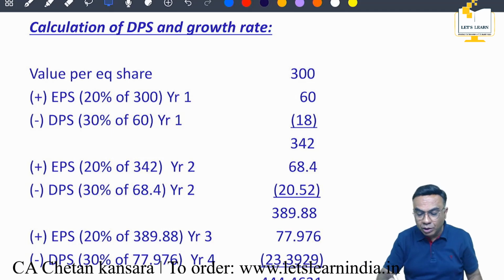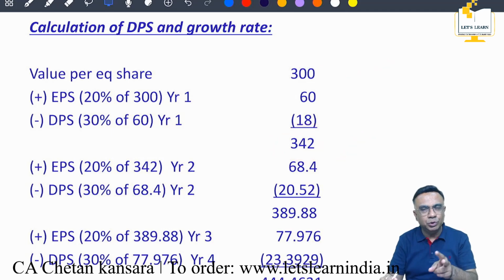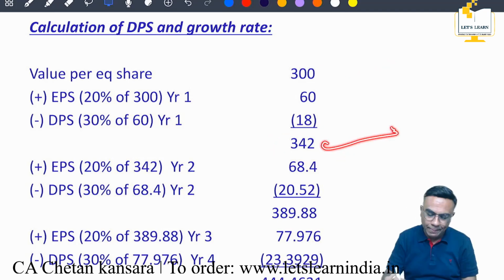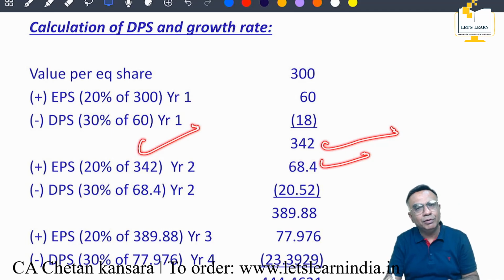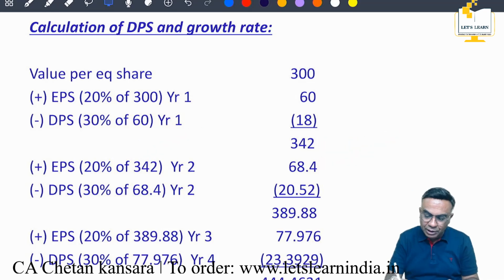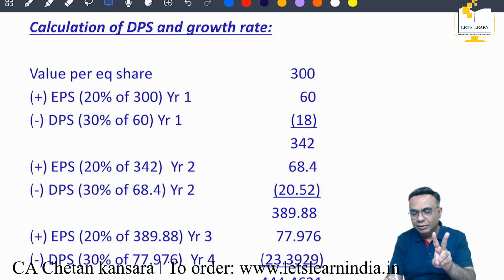So in year 2, the company is going to earn on 300 plus 42, that is 342. In year 2, the company is again going to earn 20%, but this time on 342. That comes to 68.4. Correct? And then 30% of 68.4 is 20.52. 20.52 is the dividend for the second year.